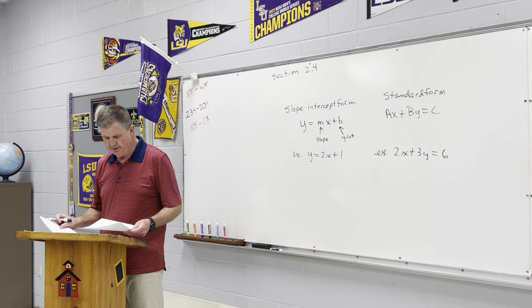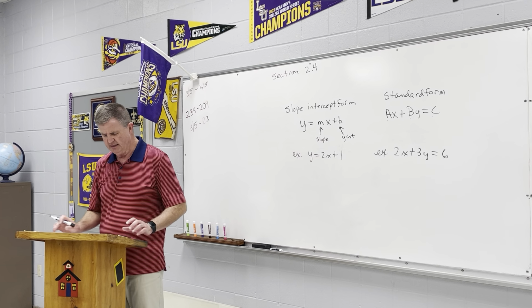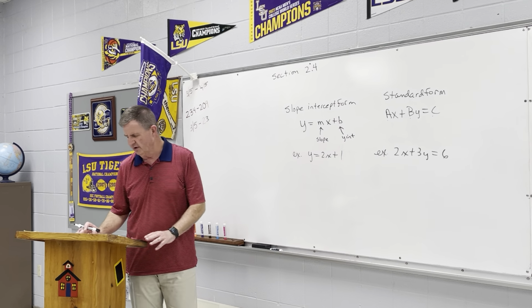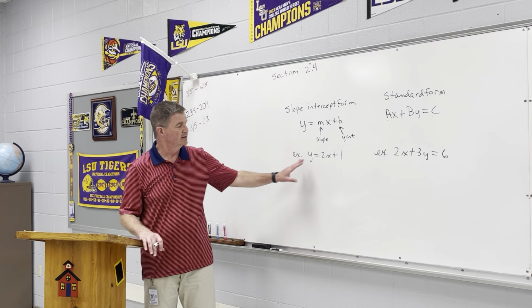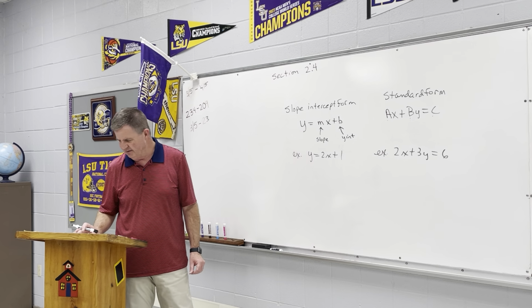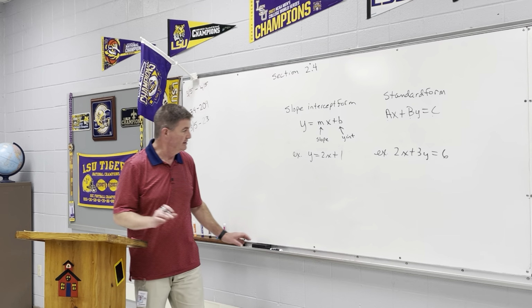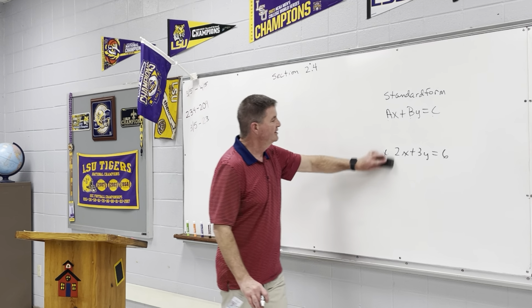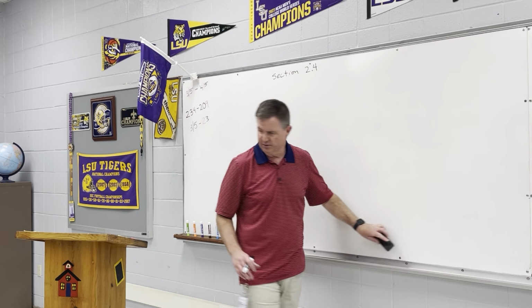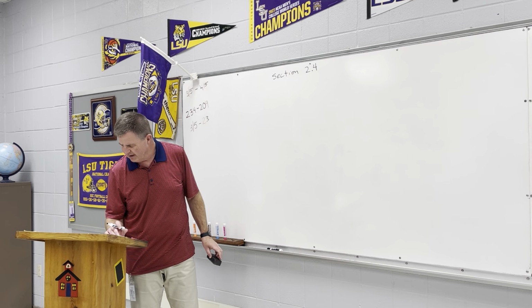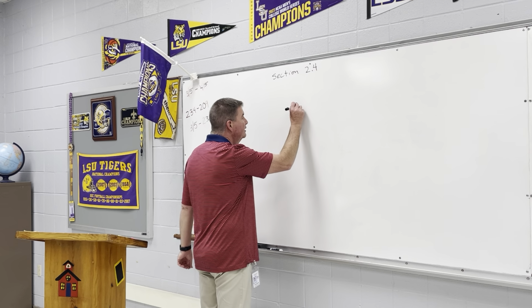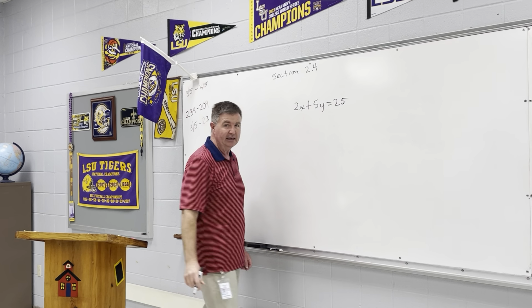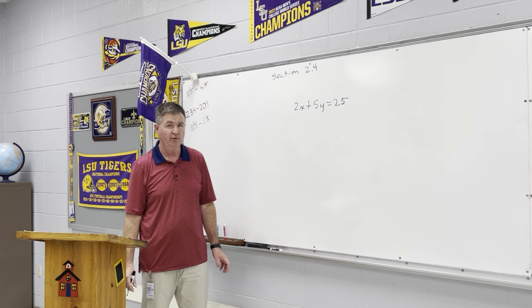For example number 2, they're going to give us the equation in standard form, and they want us to write the equation in slope-intercept form and then give the slope and the y-intercept. The equation is 2x plus 5y equals 25. Again, they want us to rewrite it in slope-intercept form first.